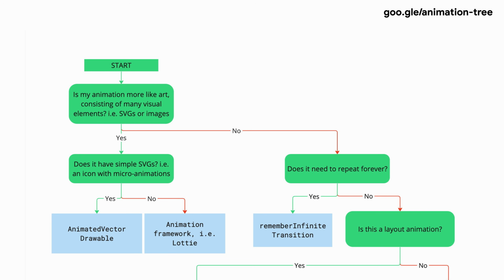For example, if we are thinking about animating the text color when an error occurs, let's follow the diagram to see where we would end up. First, we ask ourselves the question, is the animation like art? Is there a lot of SVGs or images being animated? In this case, no, because it's just text. Then, does it need to repeat forever? In this case, no, it doesn't, because it goes based on the state of if we are in an error state or not.